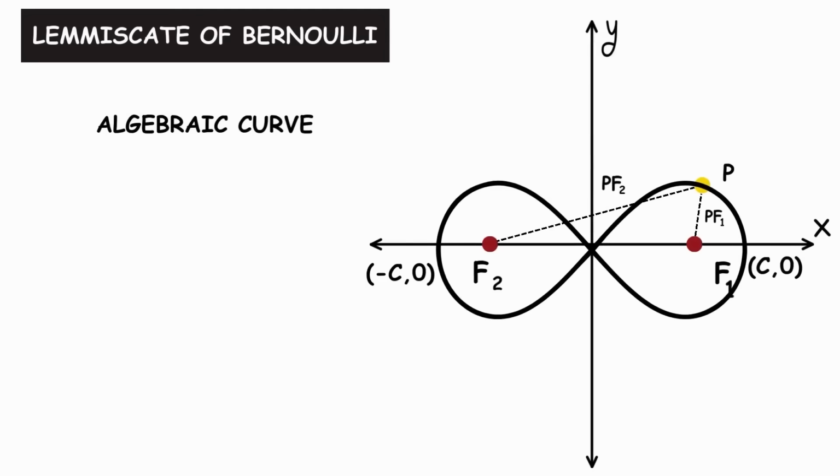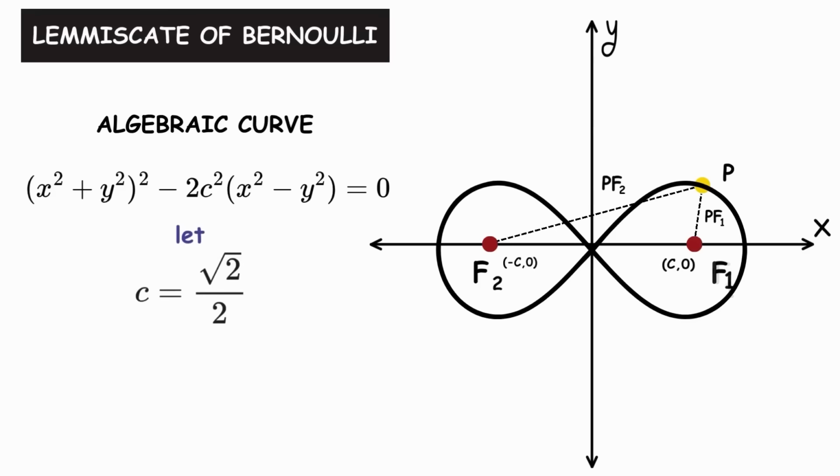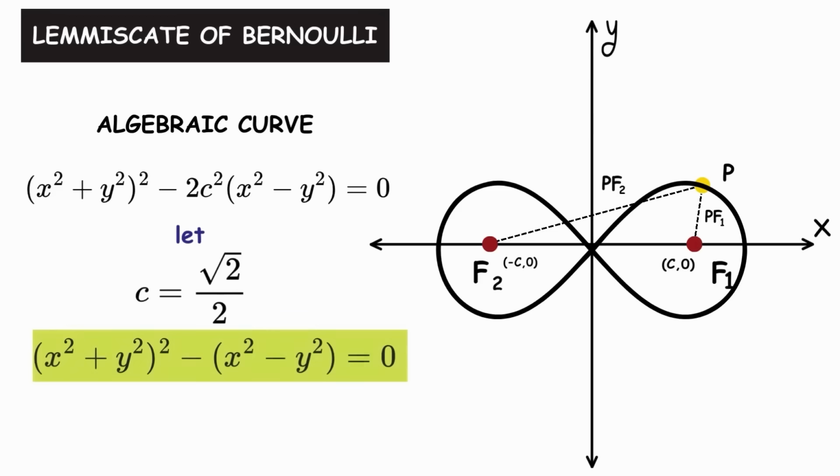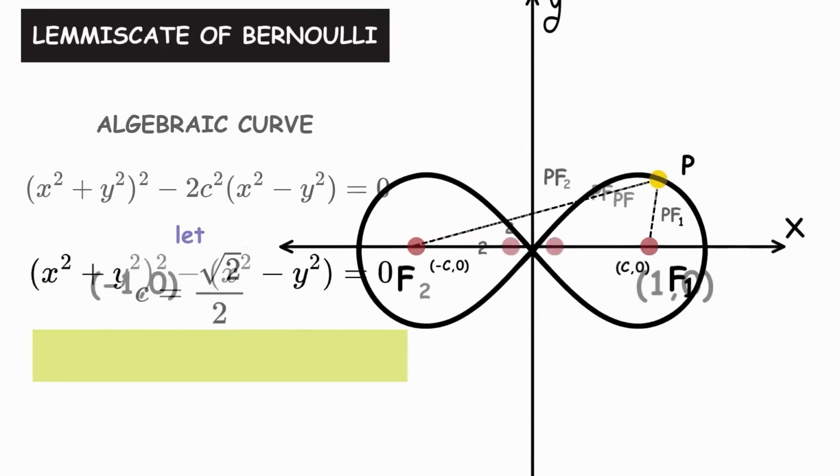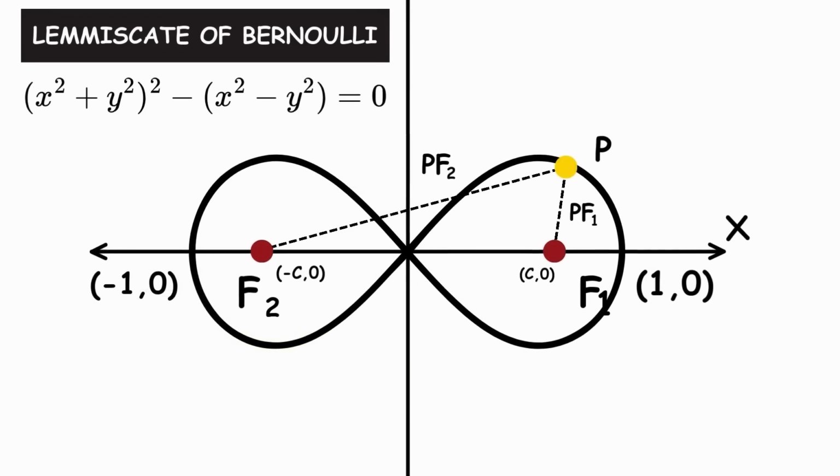It is an algebraic curve, as it can be represented by this equation. Now let's consider what happens if we let c equal the square root of 2 over 2. The resulting lemniscate is given by this equation, and it passes through the points (-1, 0) and (1, 0).